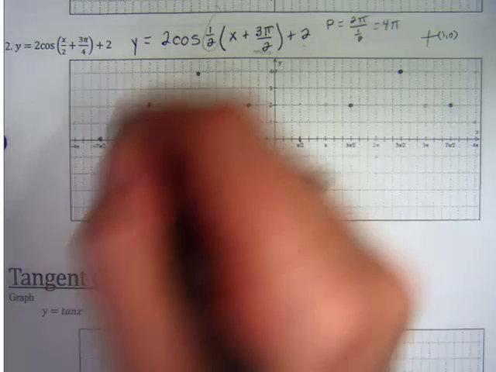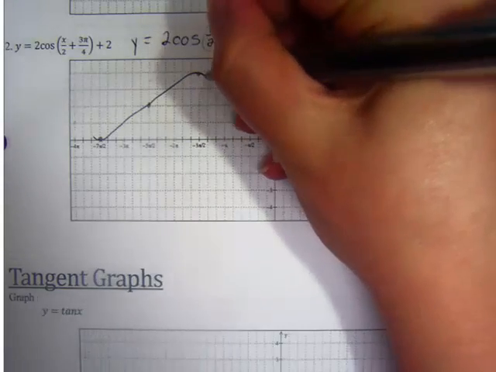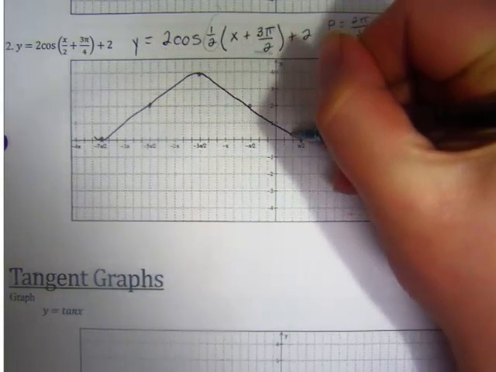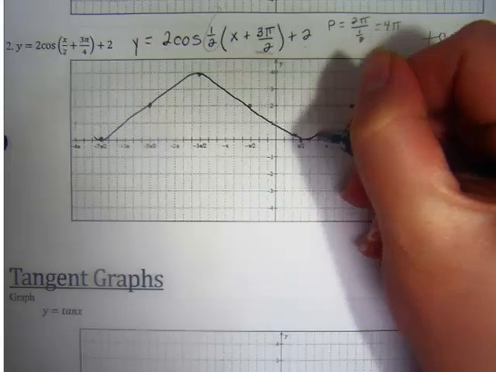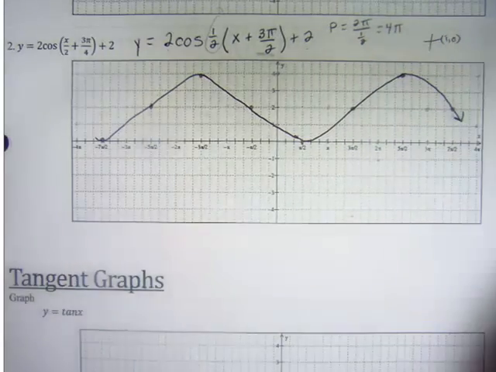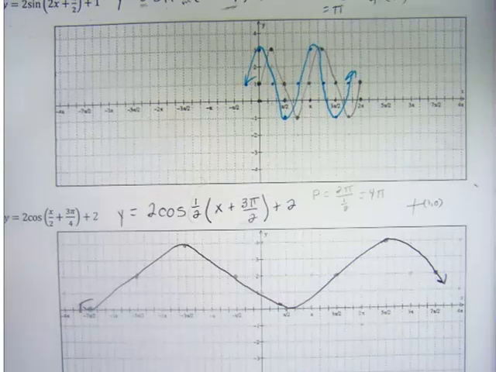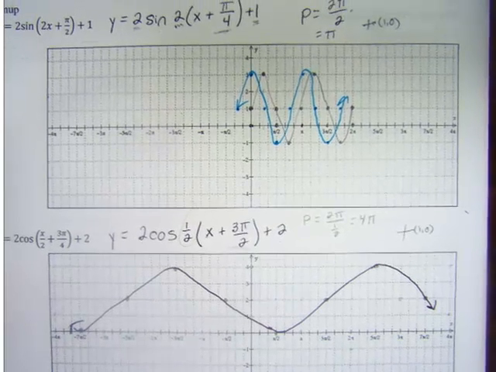And then I'm going to connect my dots nicely. So from that min value, curves up, min, back up, max, etc. So there's your graph of the 2 different sine and cosine functions with all of the transformations involved.